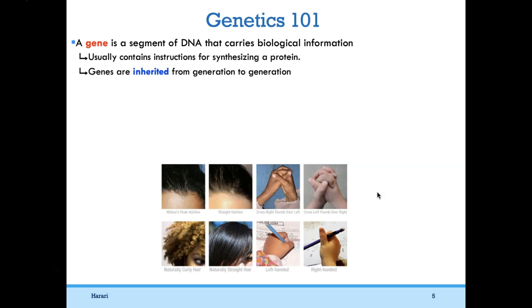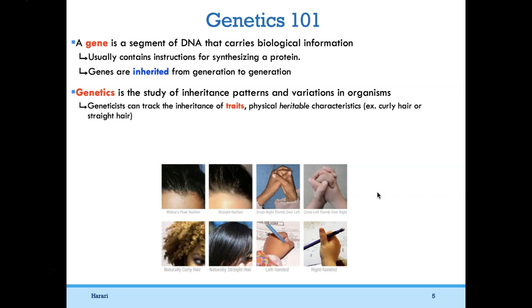Genes are inherited from generation to generation, right? So with sexual reproduction or asexual reproduction, you're passing on your genes from generation to generation. And all living things need to be able to do that. So genetics is the study of inheritance patterns and variations in organisms. So a geneticist would study the different inheritance patterns and the different variations in organisms and would see how they appear and reappear from generation to generation.